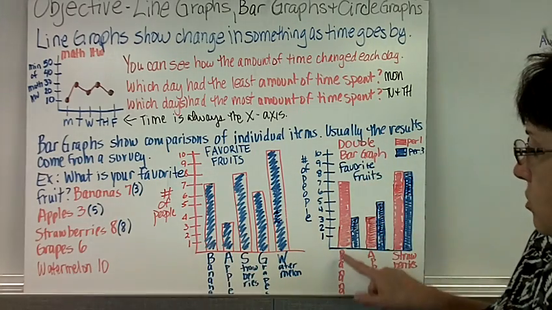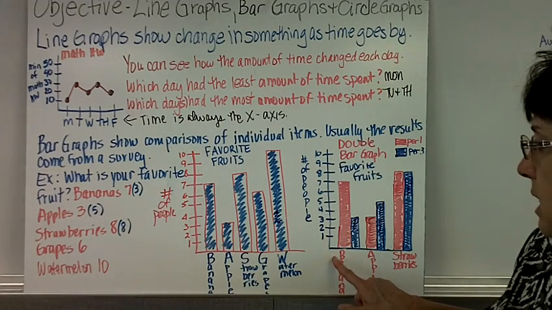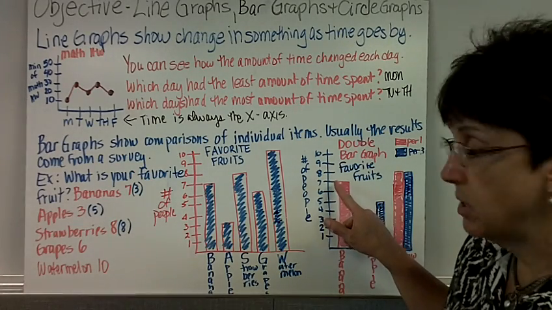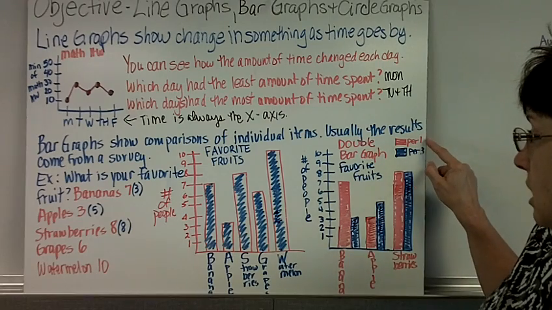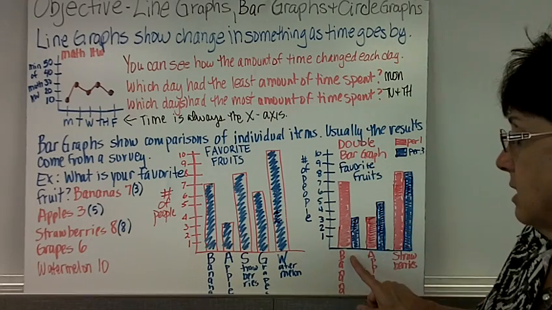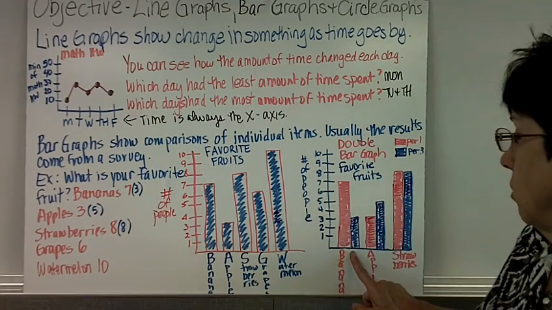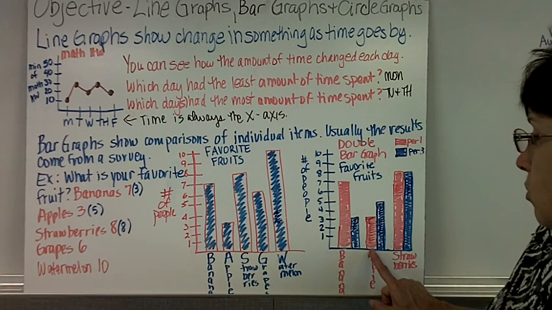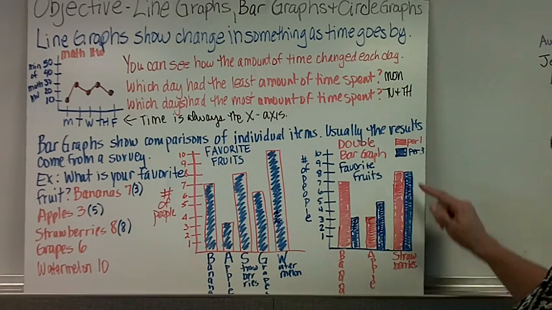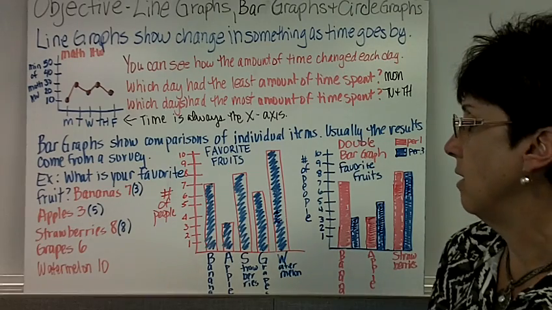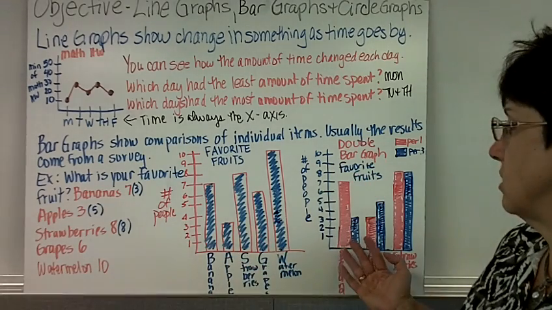So our favorite fruits. So here you can see for bananas, we still have the 7 people like we had over here, but next to it we're showing, and here's our little key, period 1, period 3. Period 1 had 7, period 3 had 3. For apples, period 1 had 3, period 3 had 5. But in strawberries, it was both the same. Okay? So you can have a single bar graph, you can have a double bar graph.